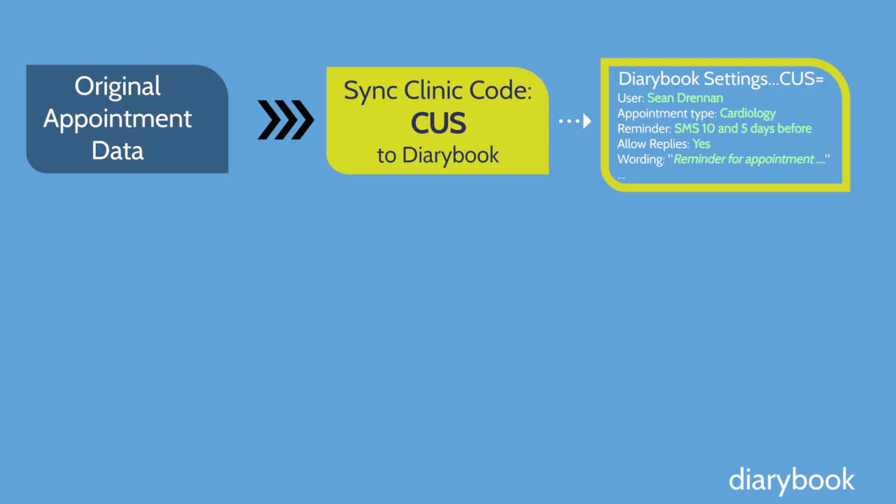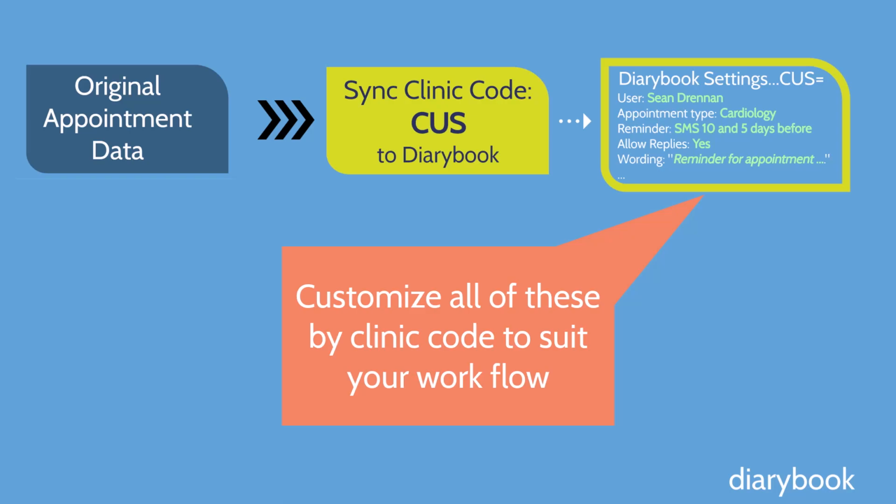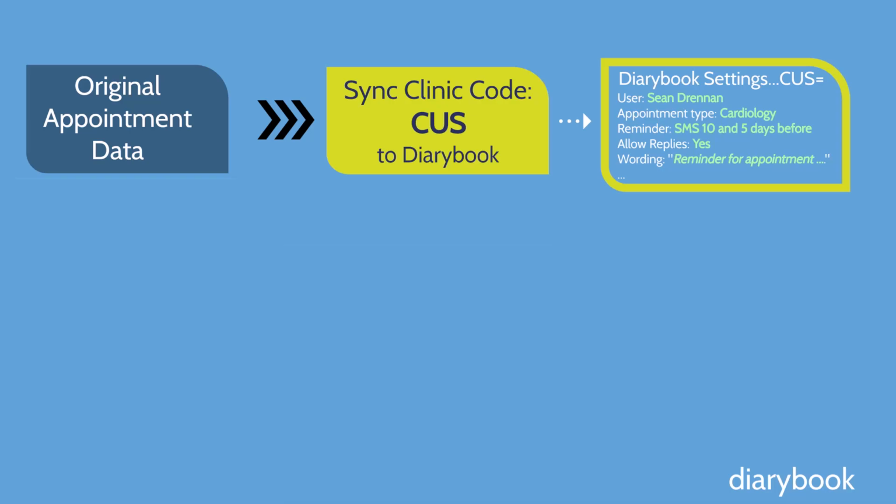When the appointment arrives to Diarybook, the code tells Diarybook how to process it. Here, the appointment is being assigned to user Sean, and it is assigned an appointment type of cardiology. Diarybook knows what reminder to send, and to send it 5 and 10 days before the appointment date. It also knows to allow the patient to reply to the reminder.